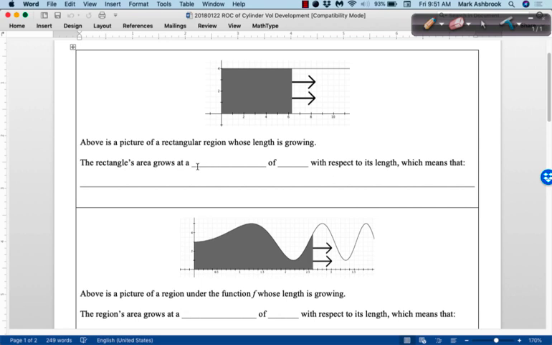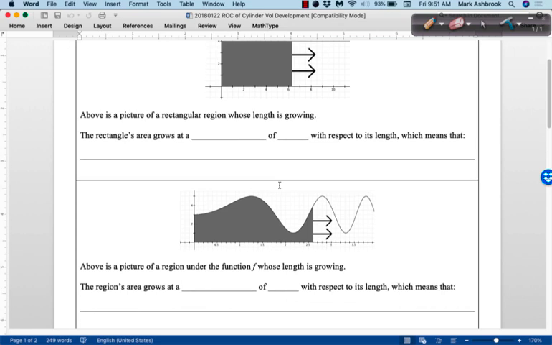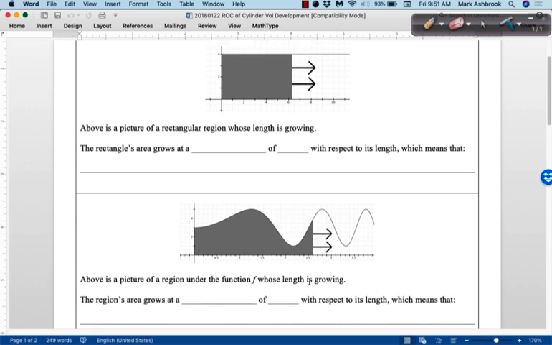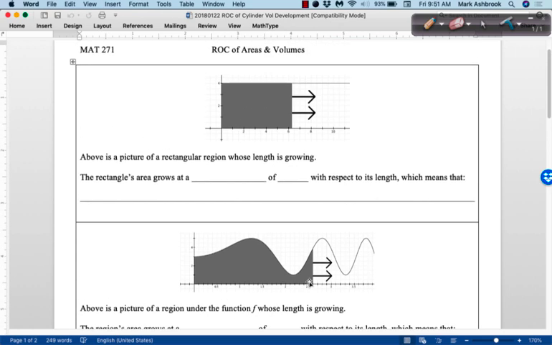I'll just give you a hint. This is a phrase. The first blank is a written phrase, and the second blank is a number. Go. I'm going to start attendance. Everyone's making progress, or you're getting help.